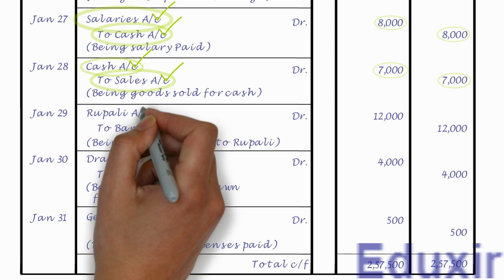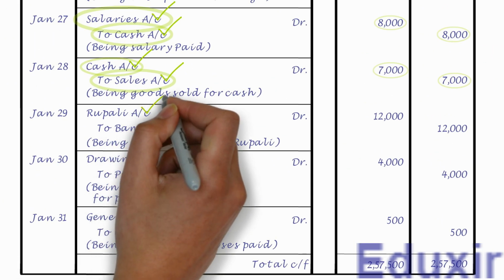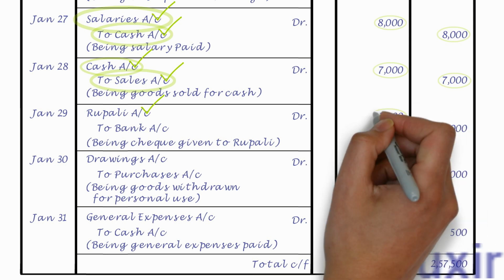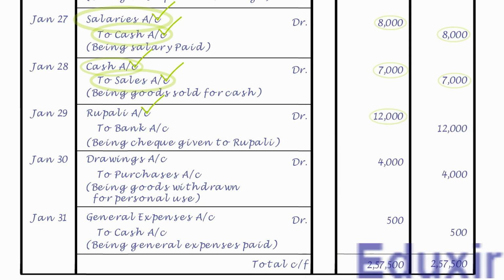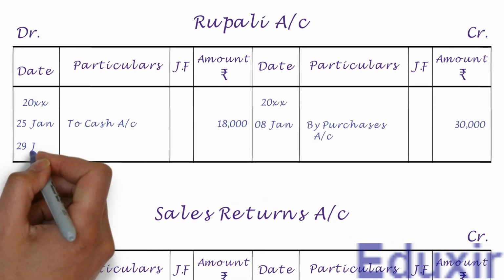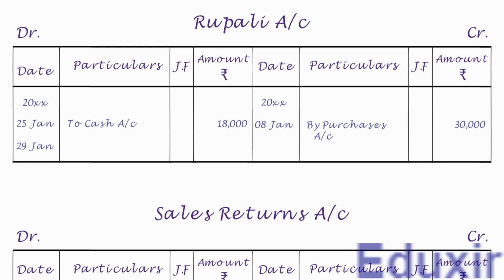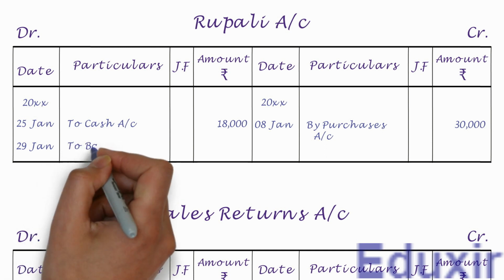As the name suggests, it needs to be posted on the debit side of Rupali account and the debit amount is 12,000 rupees. Note that the details that need to be posted into the particulars column is bank account. We already have Rupali account. Let us now post this entry into that account. Let us first write the date in the date column. We need to write to bank account into the particulars column.